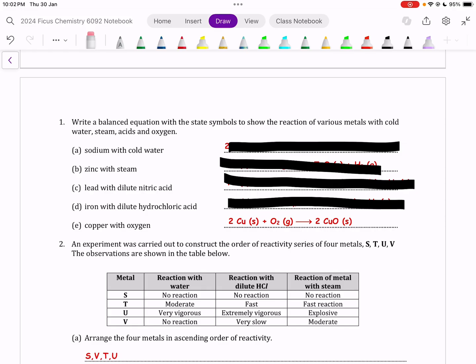Maybe this one I show you is a combustion of metal. The last one, combustion of metal. The rest I'll let you go and try it out. Combustion of metal gives the metal oxide. So slowly you look at which reaction this is. For example, the first one is metal and water, so it gives you metal hydroxide plus hydrogen.